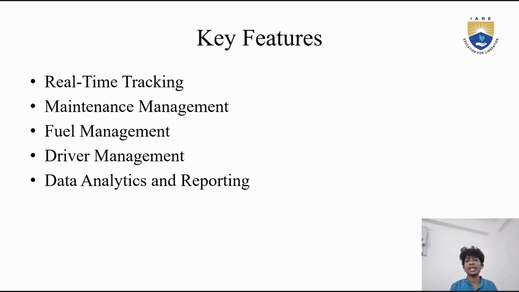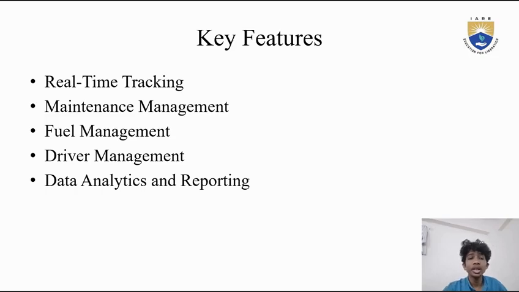First one is real-time tracking: GPS live tracking of vehicle location, monitoring vehicle speed, routes and idle times. Second one is maintenance management: automatic scheduling of routine maintenance and repair, alerting for upcoming services, inspections and warranty expiration.